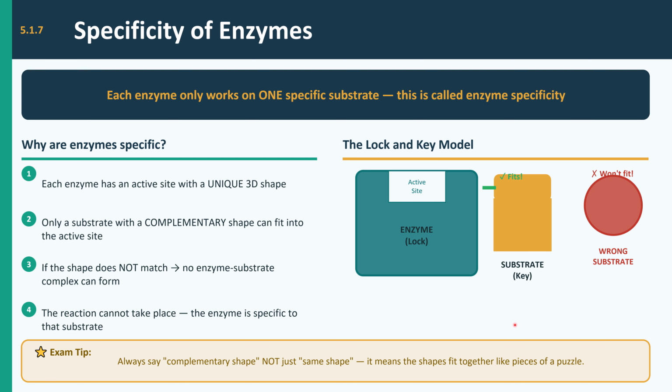So in simple terms, the lock and key model states that an enzyme lock has a specific shape and only a particular substrate key fits into it.